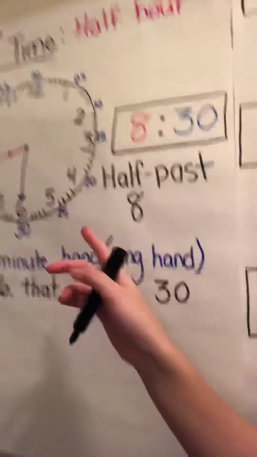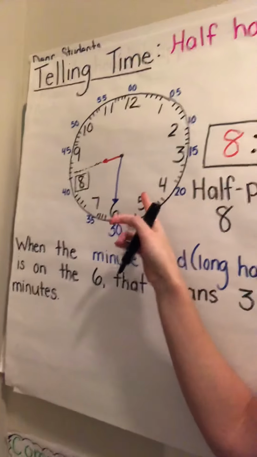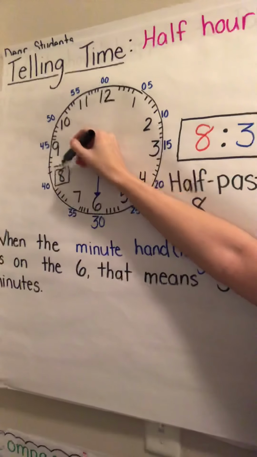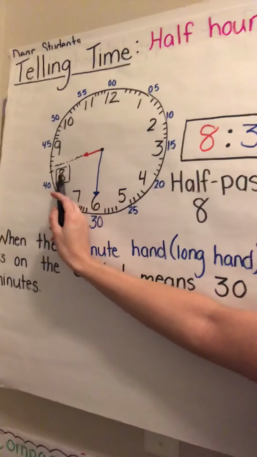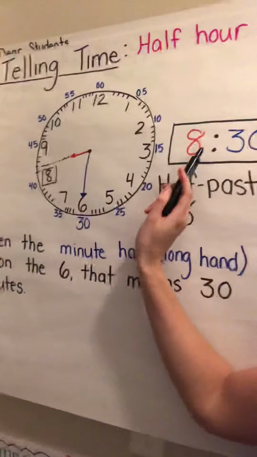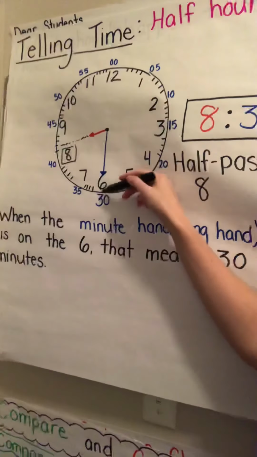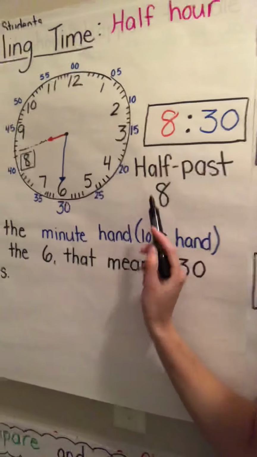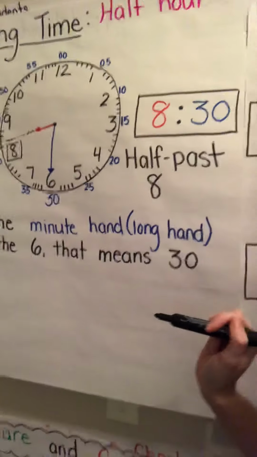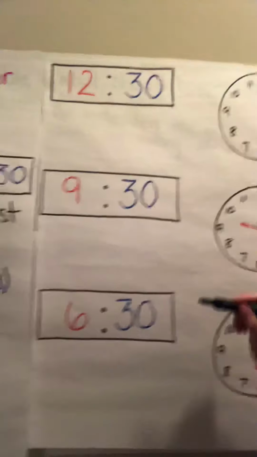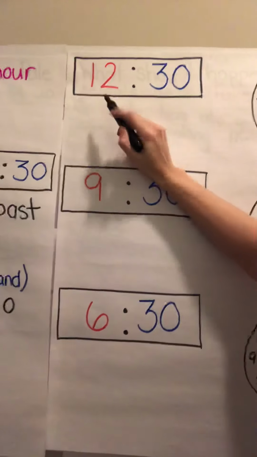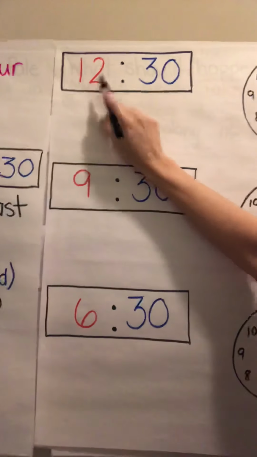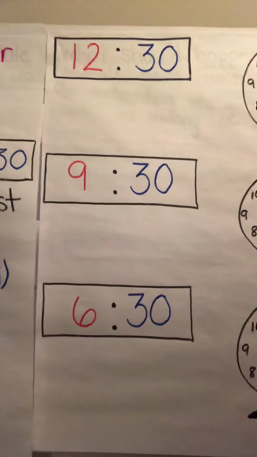So again, we had our half past that we're going to be working with. So our hour hand is between our two numbers. So we choose the first number, it's 8, it's after the 8. And then our minute hand is at the 6, which is our 30. So it says 8:30, or we can say half past 8. So here we go with our 3 examples for today. So we have our hour first, and then our minute.